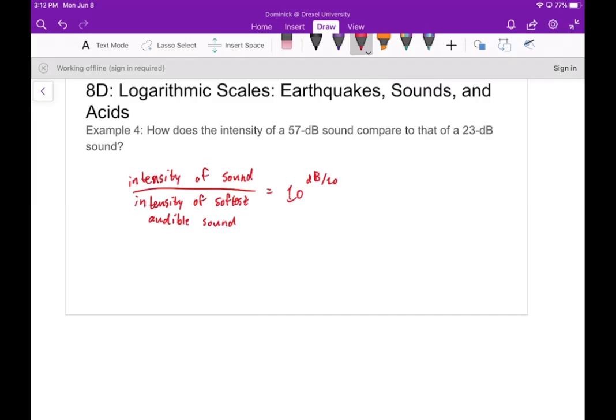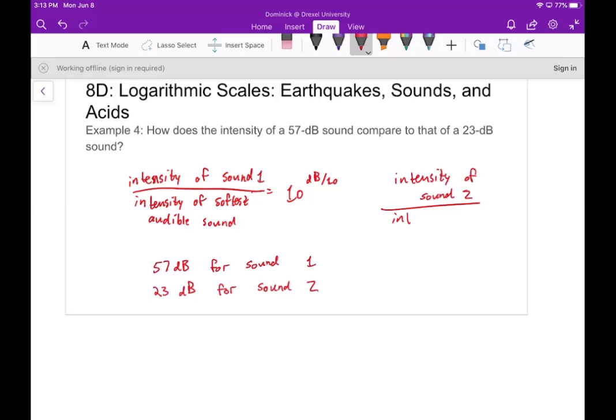So of course, for this one, what we have is that if we substitute 57 decibels for sound 1, and then we look at the 23 decibels for sound 2, if I say that this is one sound and then another one would be sound 2, over the intensity of the softest audible sound. Finally, this equals 10 to the decibels over 10.